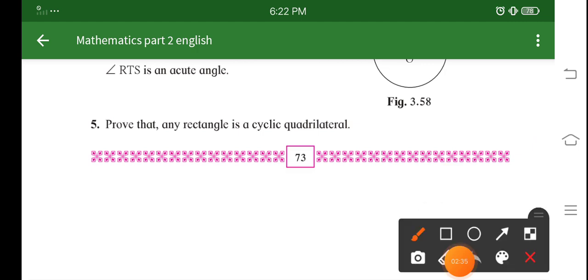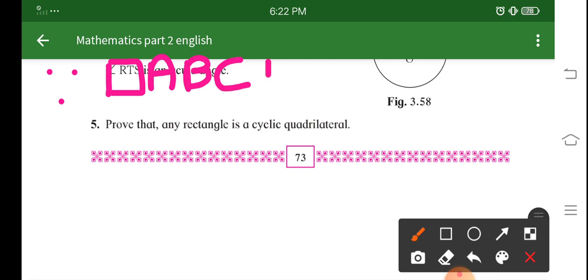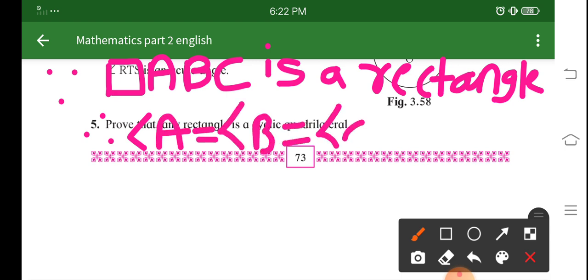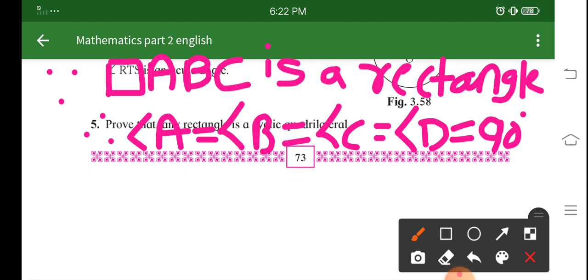In the proof, you can write: since quadrilateral ABCD is a rectangle, as we know, and if it is a rectangle, therefore angle A is equal to angle B, which is also equal to angle C and angle D. They all are equal because they all have a measurement of 90 degrees.